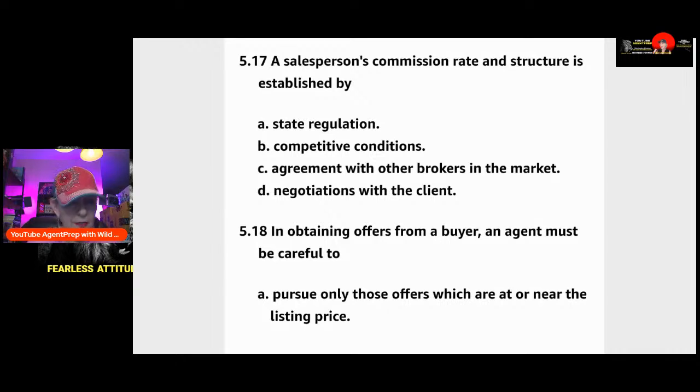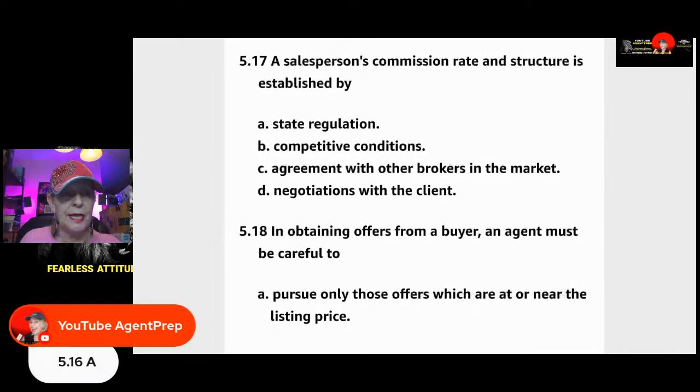The answer here is B, by competitive conditions. So real estate is competitive, right? It's an open market. It's not a monopoly. And so competition is good. Commission structures are negotiated between the agent and employing broker as a function of competitive market conditions. So we actually negotiate the commission with our clients, right?